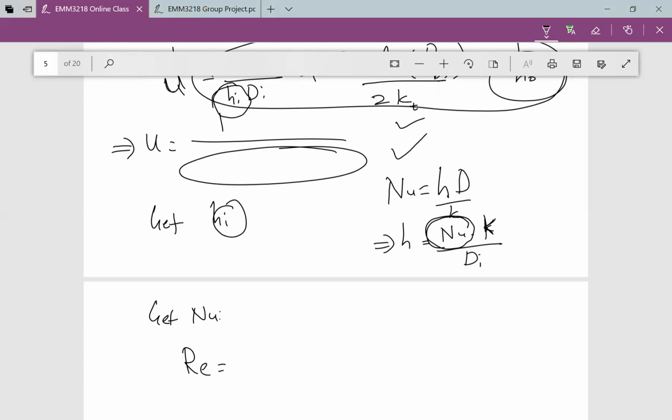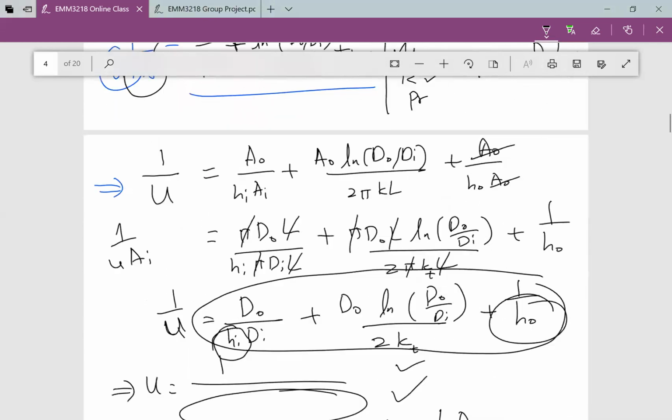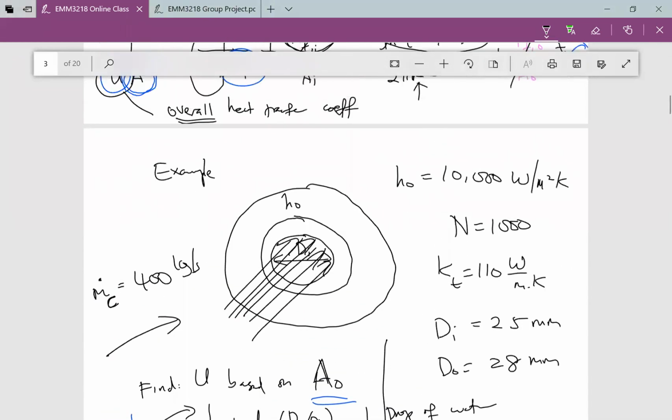Okay, find the Reynolds number. So for internal flow, remember that Reynolds number is 4 m dot over pi D mu. So this is for the water. Mu is given, D is D_i, m dot. What do you think about the m dot? What is m dot in this case? Okay, think about it carefully. You have cooling water from a large lake pumped to flow through these tubes, and there are 1,000 tubes of such diameter.